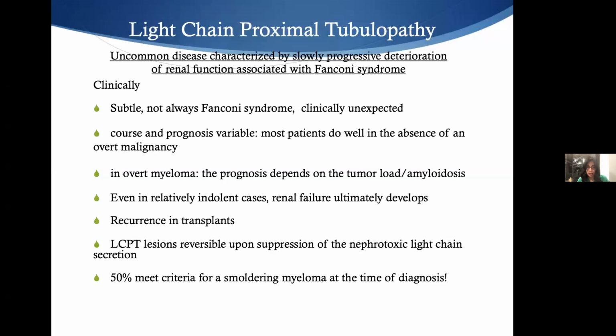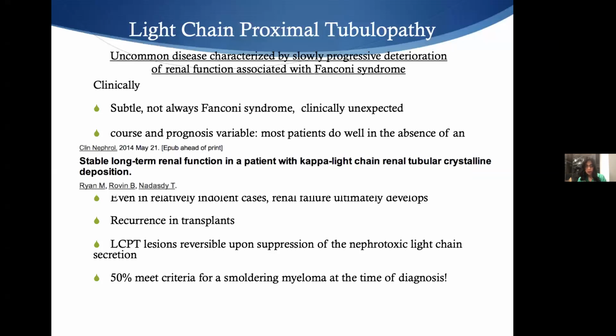These cases are recurrent in transplants. However, light chain proximal tubulopathy lesions can be reversible if we manage to suppress the nephrotoxic light chain secretion, meaning that these patients are candidates for treatment. These patients should take bortezomib because then these lesions can be reversible and you are improving the prognosis of the patient and the life of this kidney. Usually 50% of them meet criteria for at least a smoldering myeloma at the time of diagnosis. In 2014, this is when we started to hear about this entity, although it was first described in 2007, but it did not have a lot of case reports.